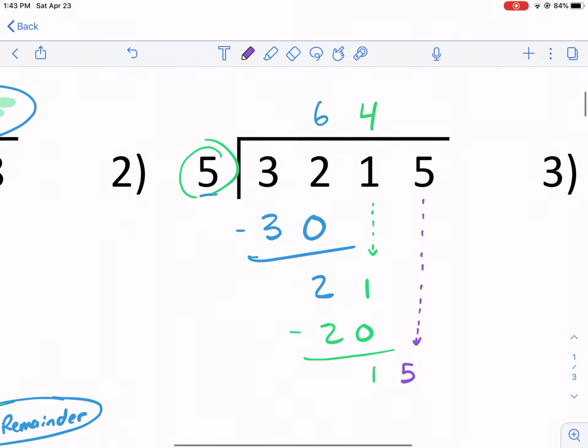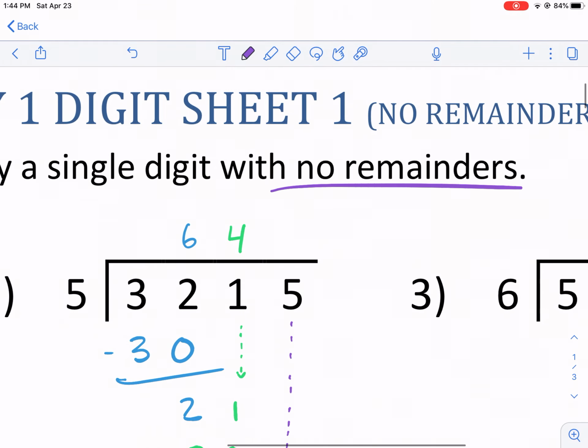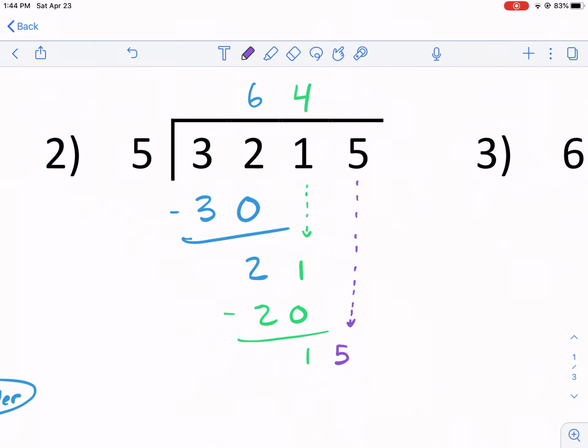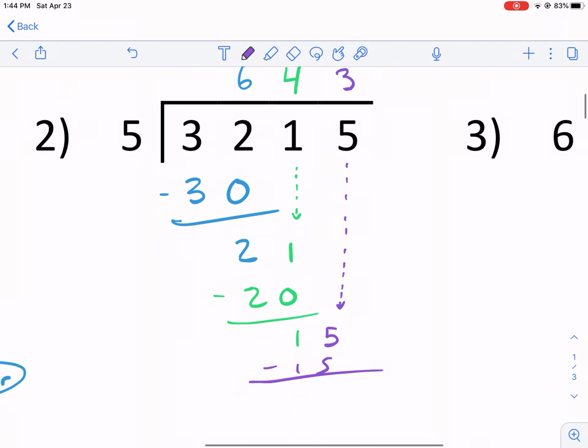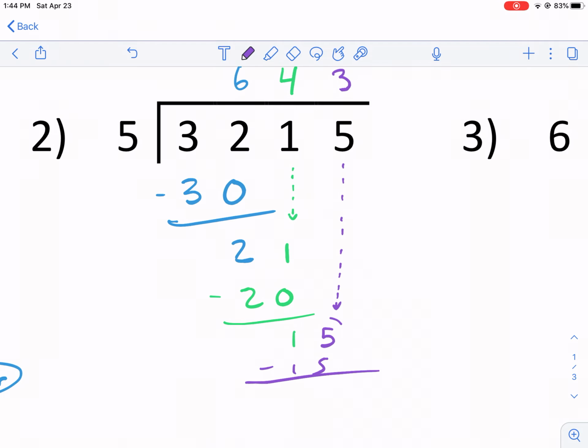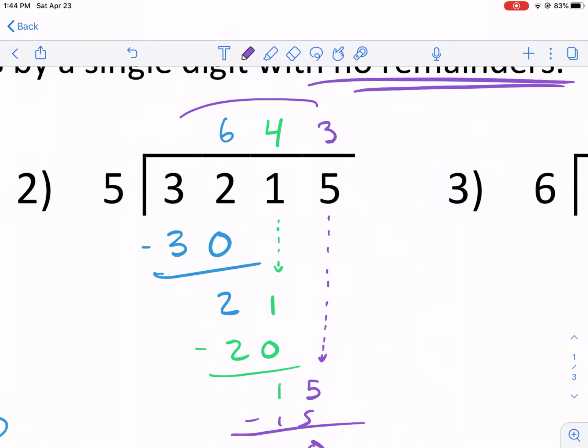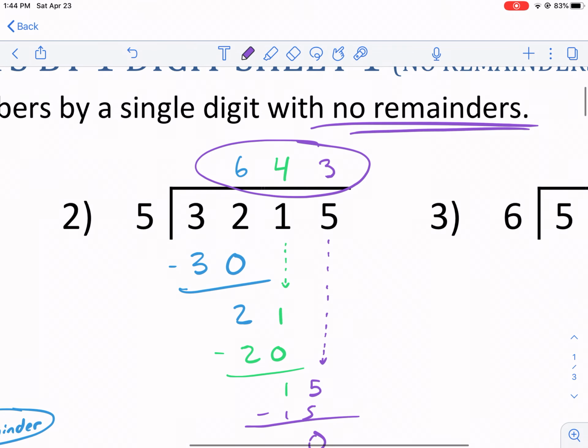Okay. And now I'm thinking to myself, okay, 5 times what gives me 15? This one is a perfect number. And what do you know? These are not going to have remainders. So none of them have remainders, so we should be getting good answers here, whole numbers. And I do 15 minus 15. 5 times 3 gives me 15. That's as close as I can get, and it's exact. And I have no remainder. So my answer is 643. 3,215 divided by 5 is 643, and it goes in exactly. Or another way to say it, 643 times 5 equals 3,215.